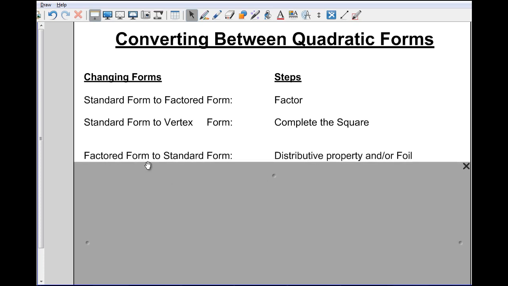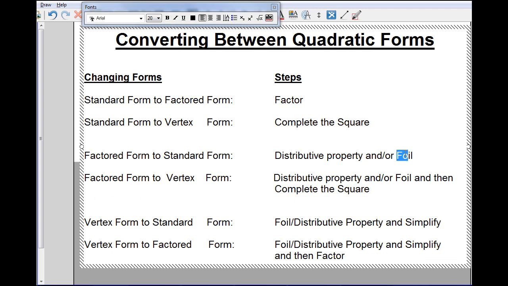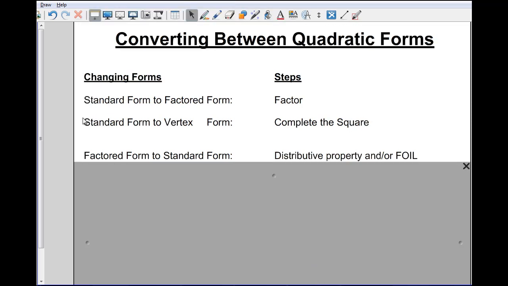If you were ever in factored form and you want to go to standard form, you'd use the distributive property or you'd use FOIL. Really I should have written FOIL out. I'll do it once here. We think of it as FOIL: firsts, insides, outsides, lasts.